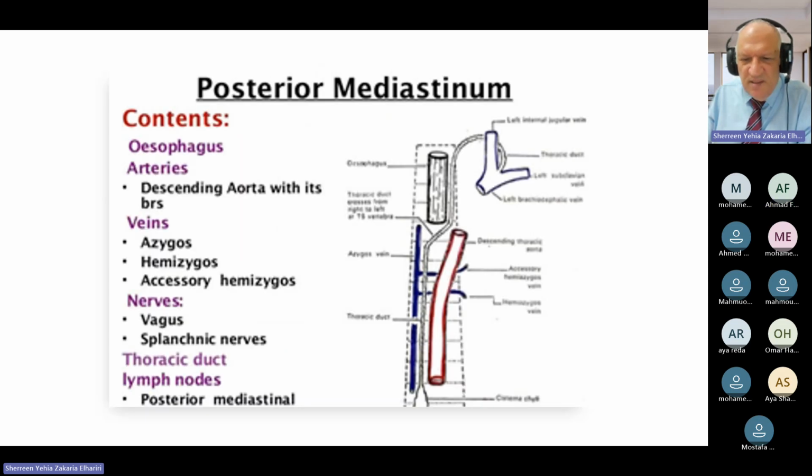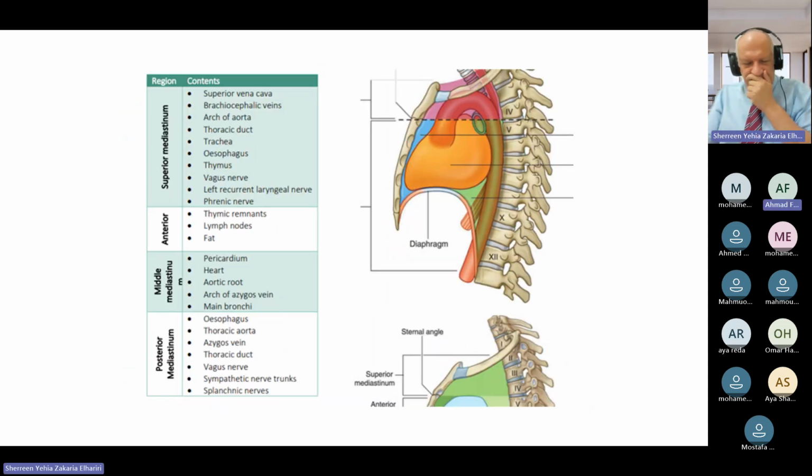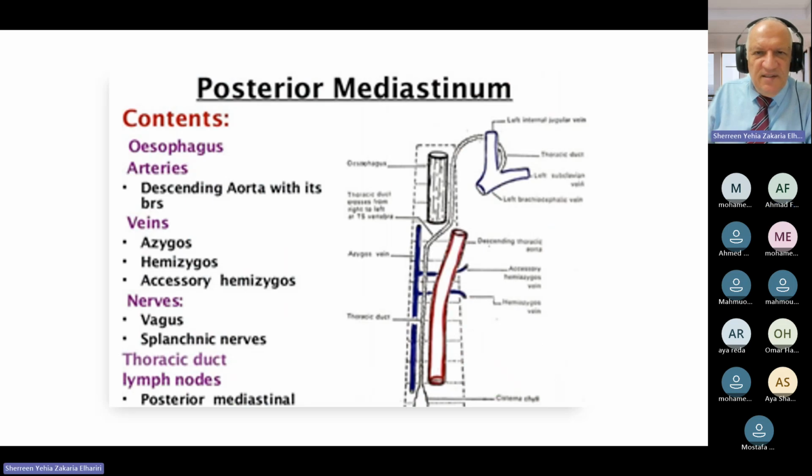If you make it higher, what happens? Horner syndrome. What is Horner syndrome? Miosis, anhidrosis, and enophthalmos. Okay. This is again the content of the posterior mediastinum, so it is important to know the esophagus.